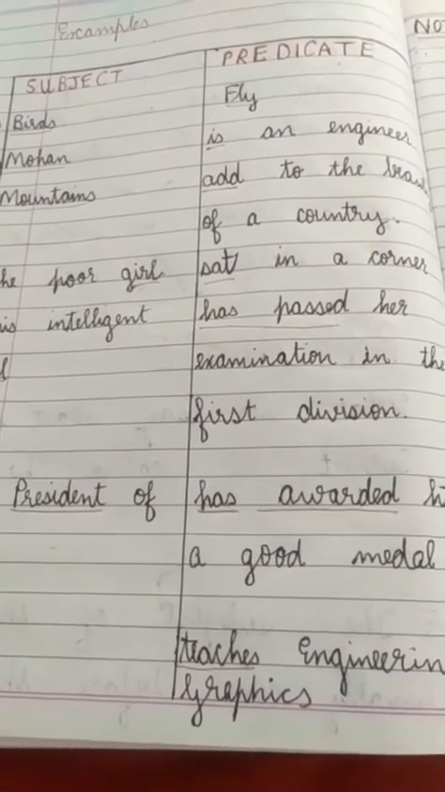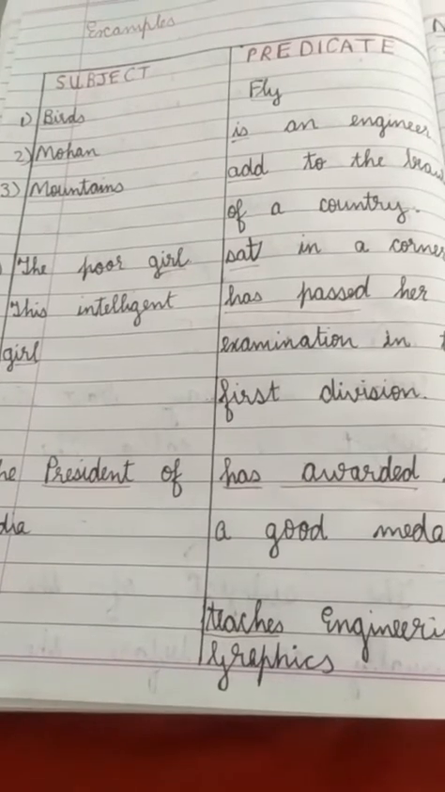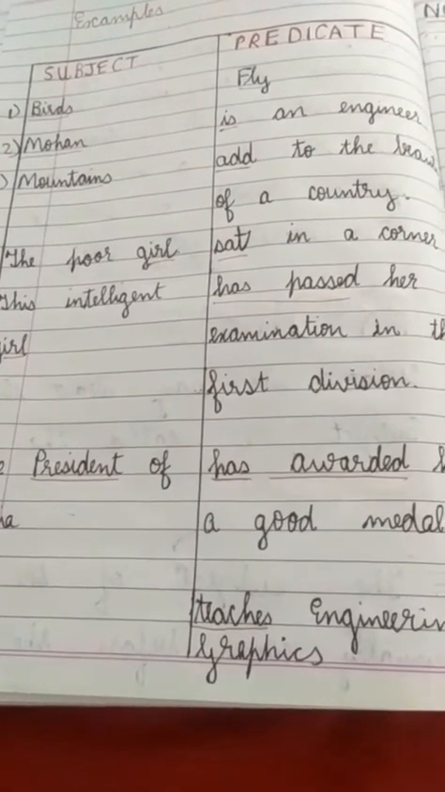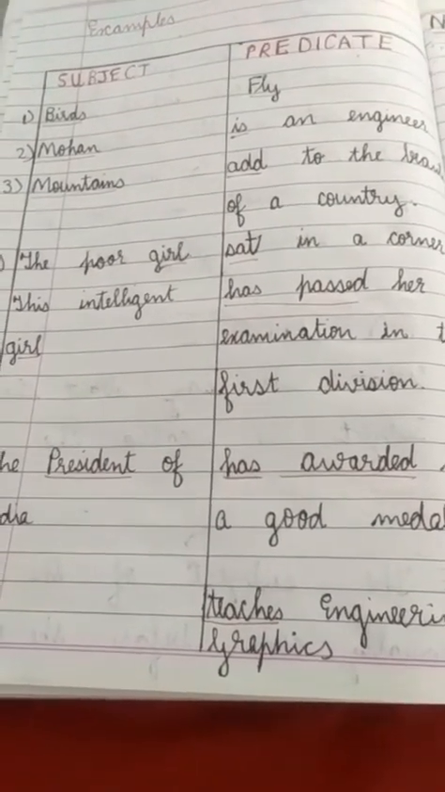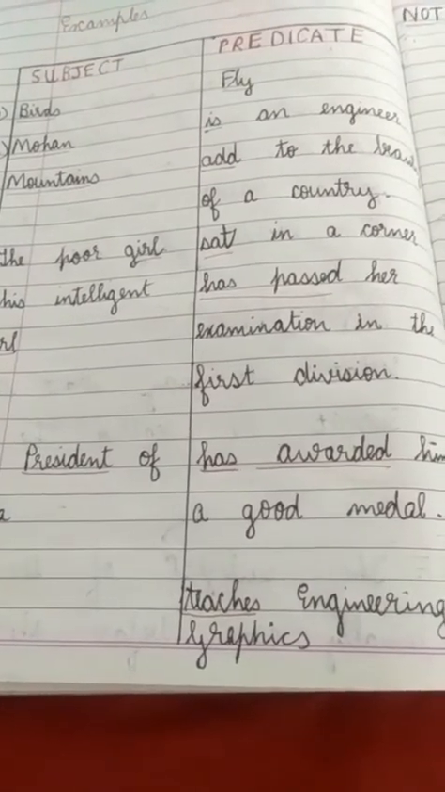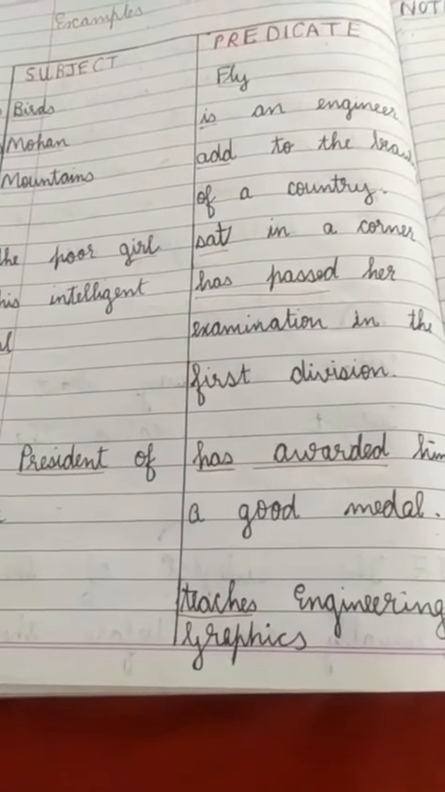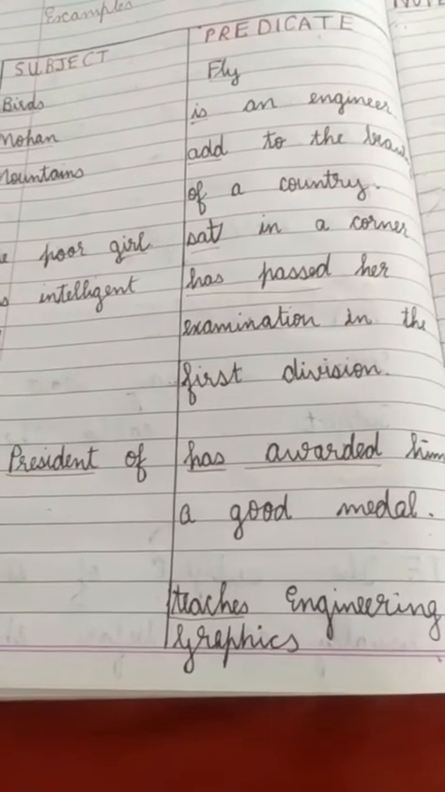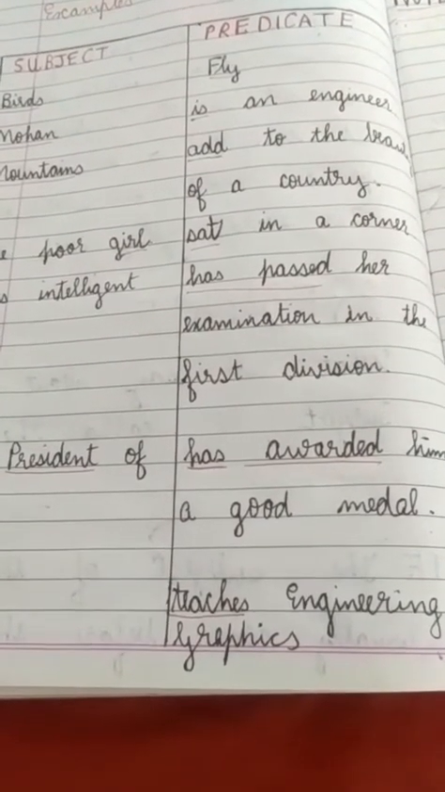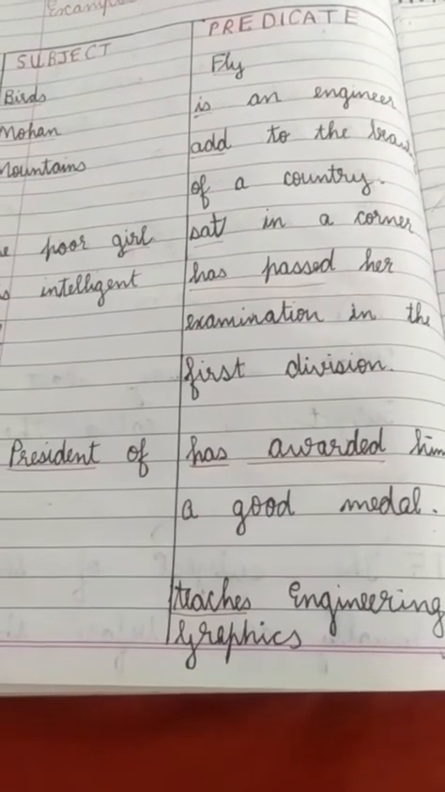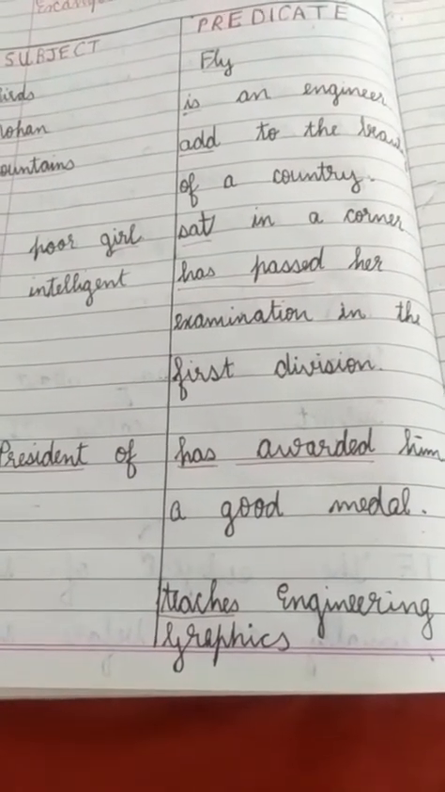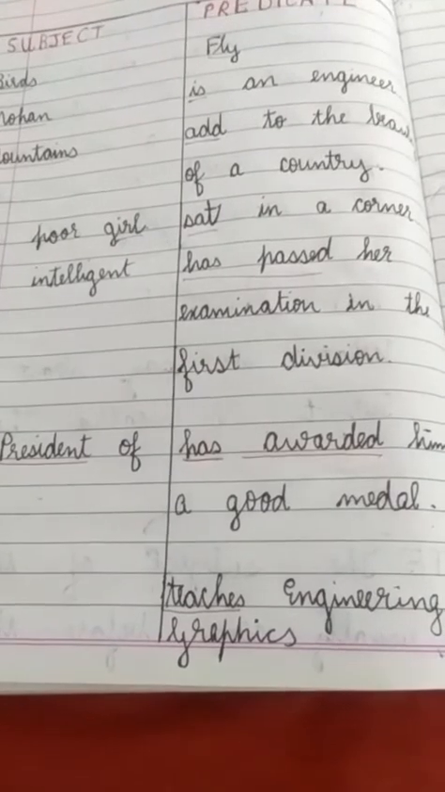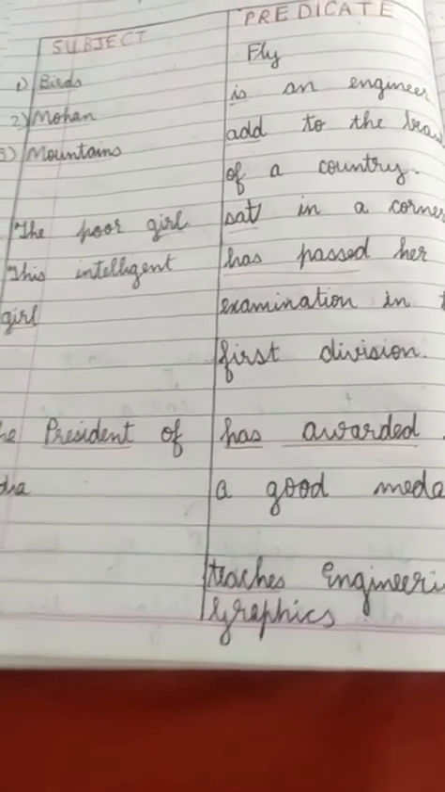That's why I only underlined is. Third, mountains add to the beauty of a country. Now in this sentence, mountains is the subject and add is the predicate, not the whole phrase add to the beauty of a country. Add is the predicate, and as I had already told you, the predicate is basically a verb, and the other words going with the verb are the complement or an object or adverb phrases.